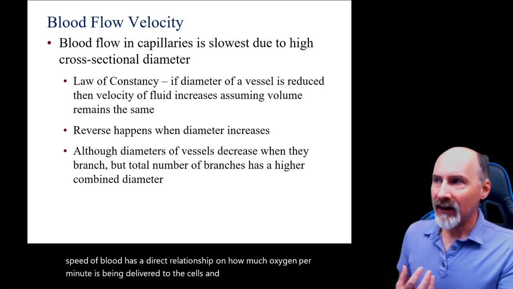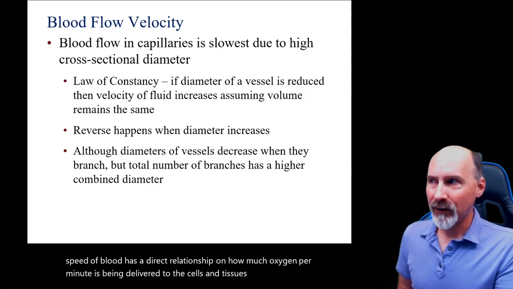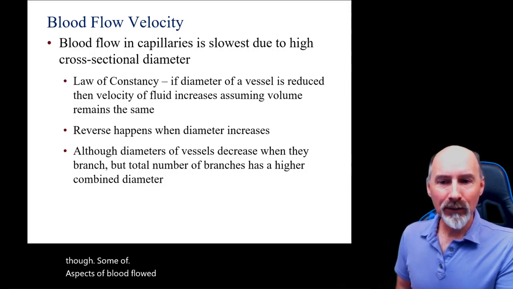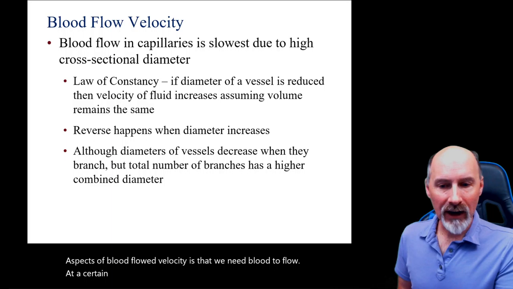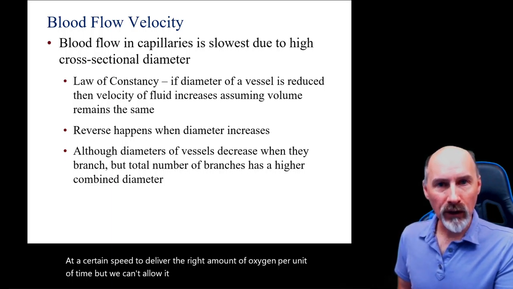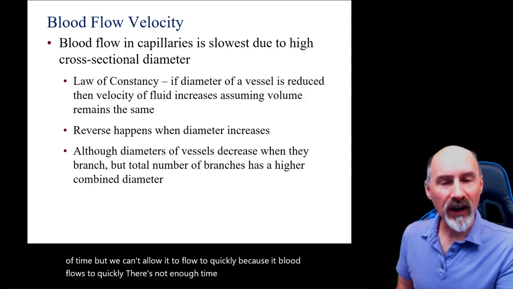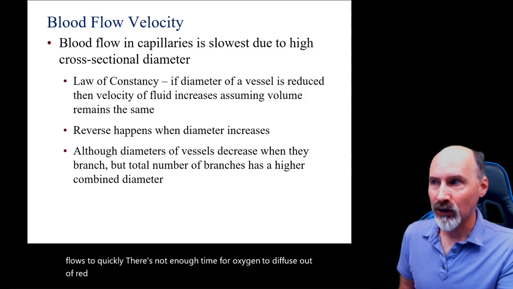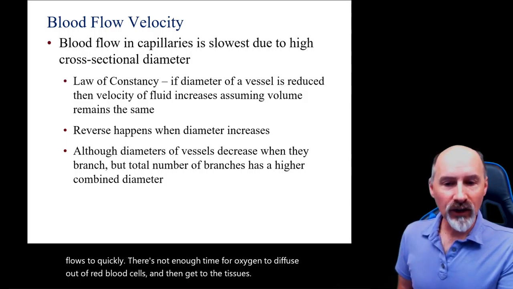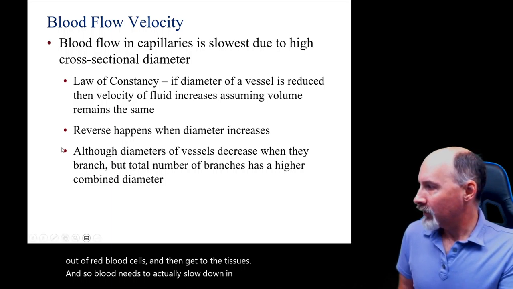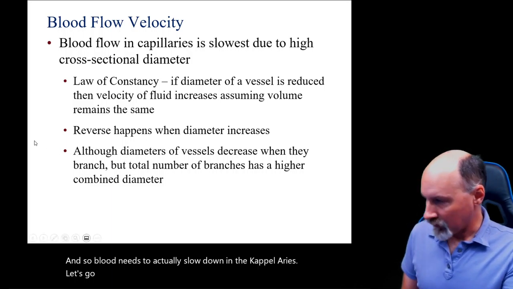All right. And to understand some of the aspects of blood flow velocity, we need blood to flow at a certain speed to deliver the right amount of oxygen per unit of time, but we can't allow it to flow too quickly, because if blood flows too quickly, there's not enough time for oxygen to diffuse out of red blood cells and then get to the tissues. And so blood needs to actually slow down in the capillaries. Let's go back for just a second here.